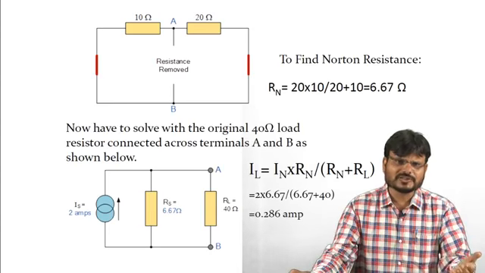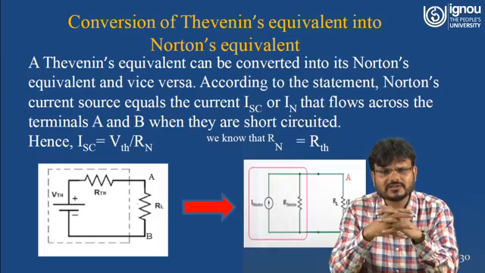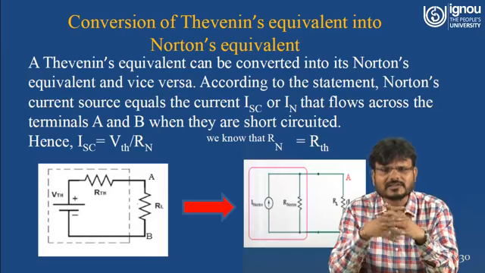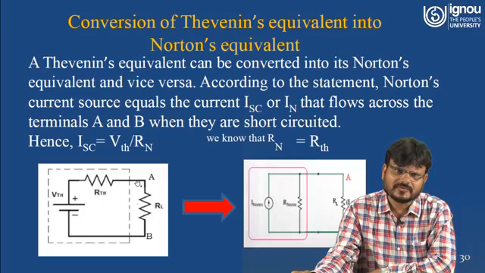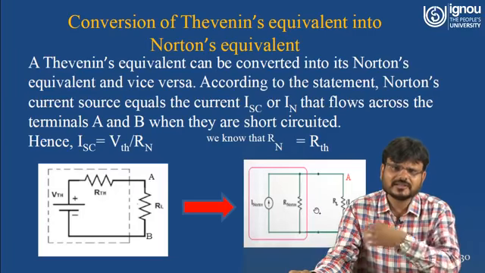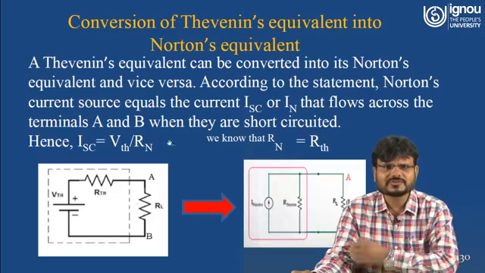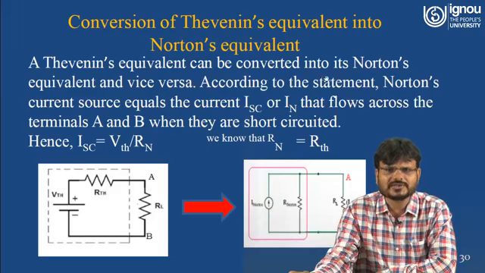Now, conversion of the Thevenin's equivalent into the Norton's equivalent. That means you can convert a Thevenin equivalent into a Norton equivalent. Here it is very interesting to note that the Thevenin equivalent is like an ideal voltage source, and the Norton equivalent is basically like a current source. So a Thevenin equivalent can be converted into its Norton equivalent and vice versa. According to the statement, the Norton current source is equal to the ISC or IN that flows across the terminals A and B when they are short circuited.